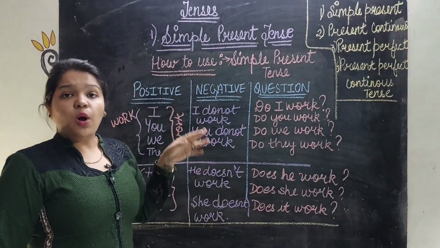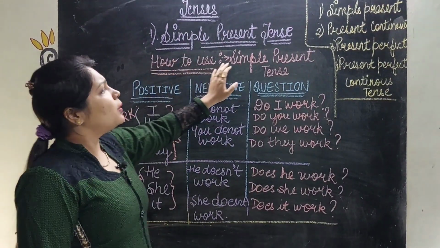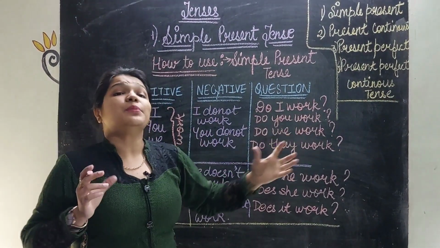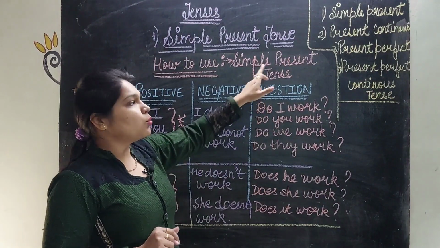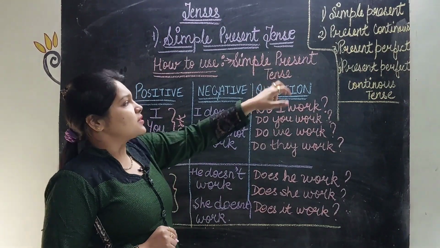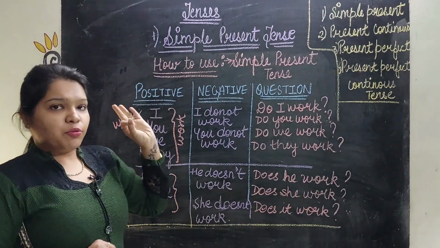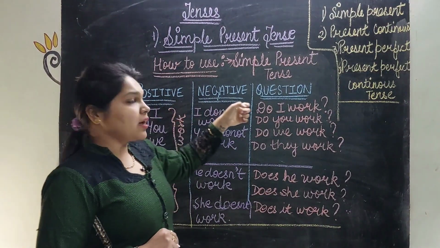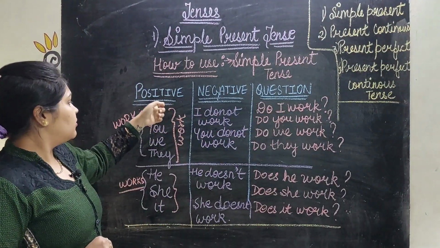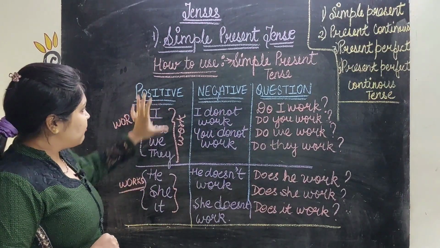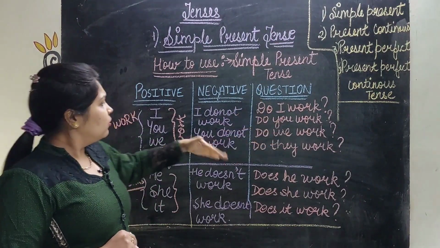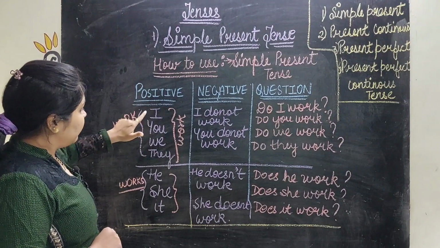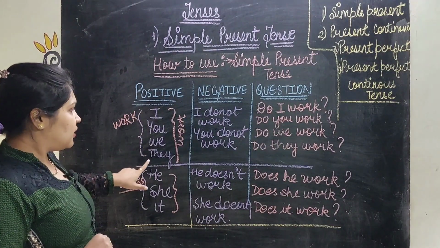Now I'll be telling you how to use the simple present tense. Means what is the manner, how to frame a proper sentence while using a simple present tense. We have three types of sentences, you all know. Means positive, negative and question. Positive. In positive, I have made this type of chart for you, so you can structure it in a proper way. Like, I, you, we, they.